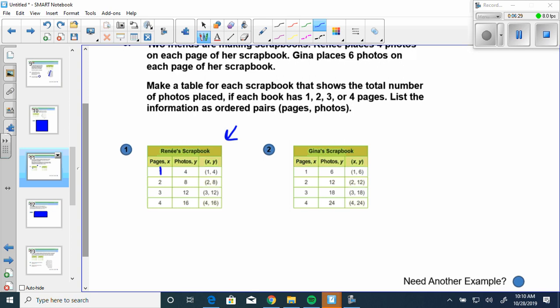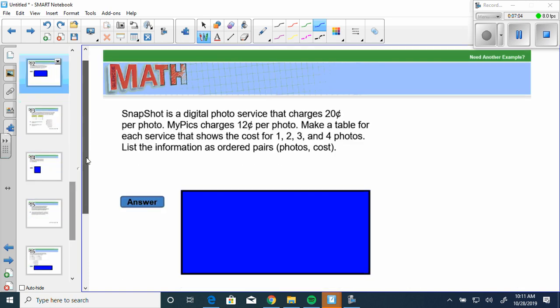So we had pages, they told us 1, 2, 3, 4 for both of them. And then it told us that Renee was going by 4, so that's 4, 8, 12, 16, and Gina was going by 6: 6, 12, 18, 24. So then we need to graph those. Right 1 up 4, right 2 up 8, right 3 up 12, right 4 up 16, all starting at the origin. And with Gina, it's right 1 up 6 from the origin, right 2 up 12, and so on. So it's that same pattern. You have the same pattern going on every time.